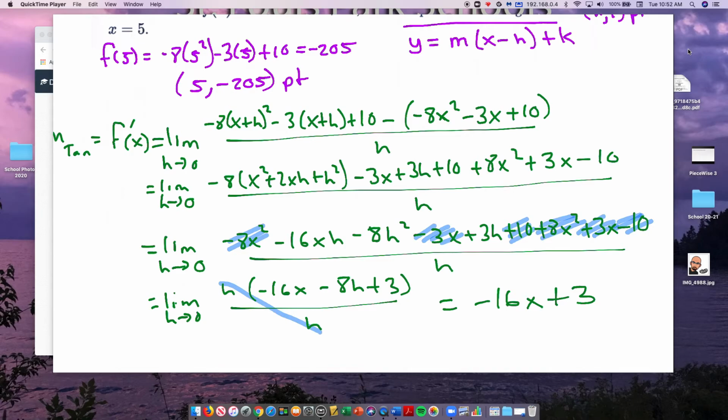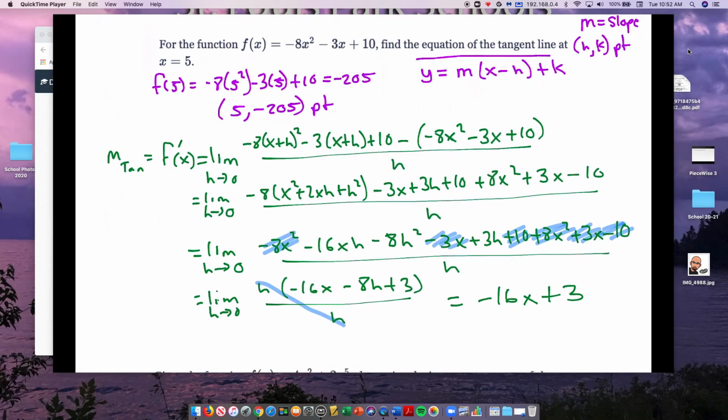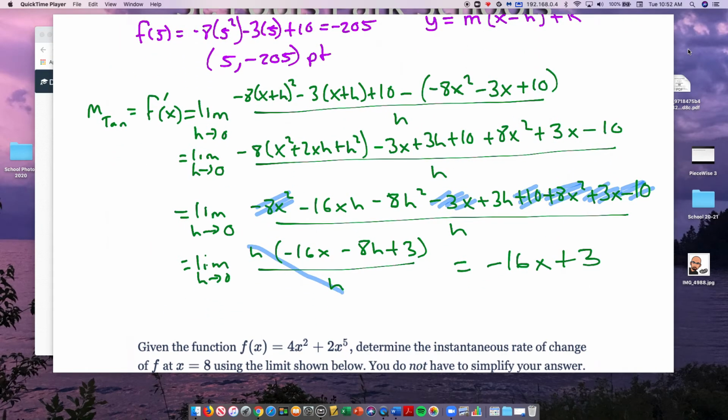Now we need to figure out what that tangent line slope is when x equals 5. Okay, so notice we have that now. So f prime of 5 is equal to negative 16 times 5 plus 3. If I do negative 16 times 5 plus 3, I get negative 77.